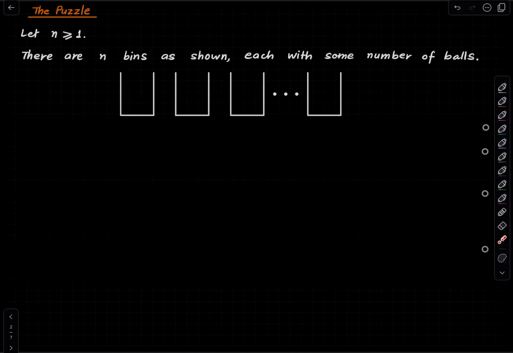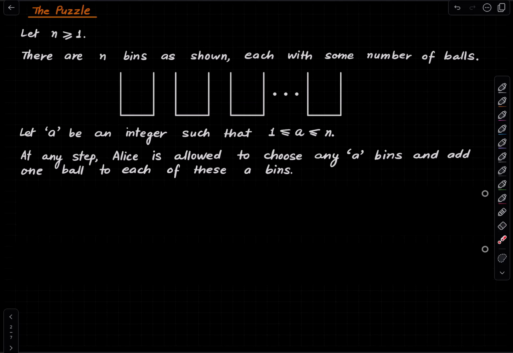So what is the puzzle? Fix a positive integer n, and we are given n bins. So n baskets, and each basket has in it some finite number of balls. It could also be empty. We are not insisting that every basket has a positive number of balls in it. Okay, so n such bins are given. And now, suppose a is some positive integer in this range.